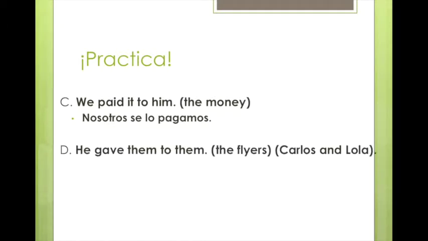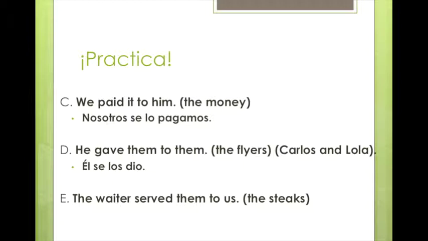Se lo pagamos. He gave them to them, where the flyers are what we are giving, and we are giving it to Carlos and Lola. The flyers, los volantes, replaces with los. Carlos and Lola are les, but we can't say les los, so we say se los dio, where se refers to Carlos and Lola. Él se los dio, subject, indirect, direct, and then verb. He to them gave. The waiter served them to us.